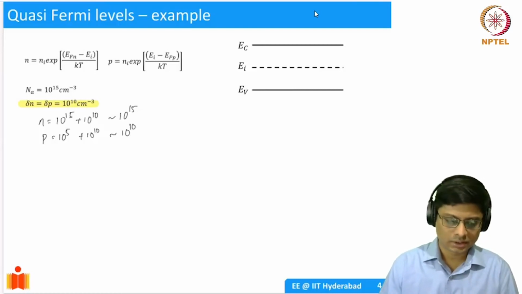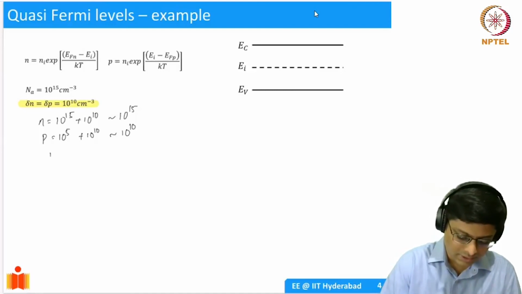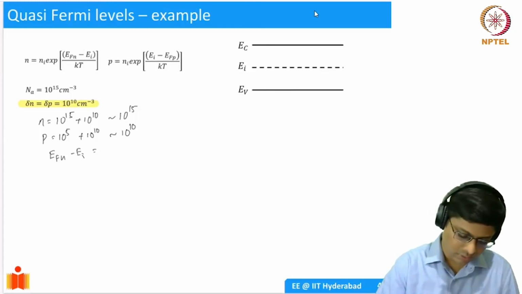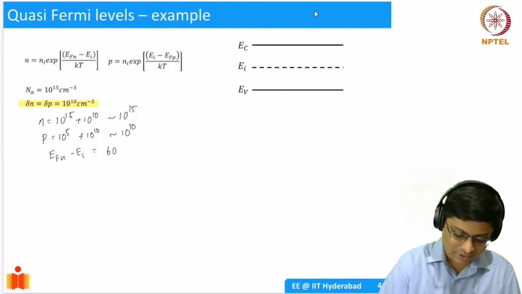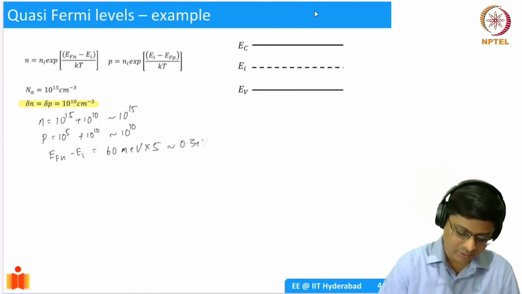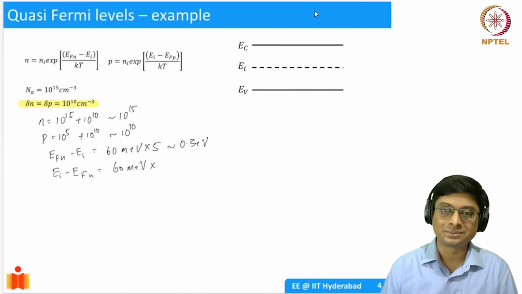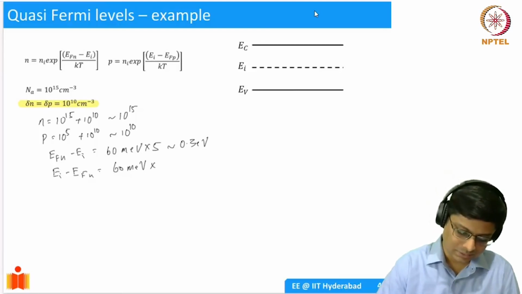So where will the Fermi levels be? We can easily compute that. Let's say EFN minus EI is going to be now, I'm writing the answers. If you're unsure, please stop, go back and verify and make sure that you get it right. That is going to be 0.3 eV. EI minus EFN is going to be what? 60 meV times log of 10 power 10 by 10 power 10, log of 1, 0. This is going to be 0.